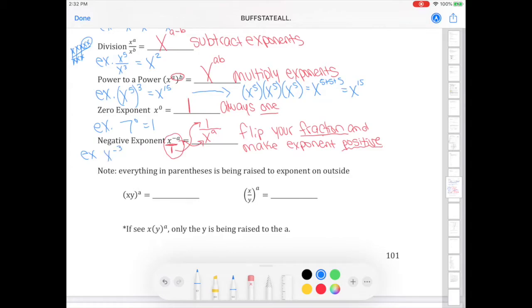So for an example, let's do x to the negative third. Technically, it's not a fraction, so I'm going to make it one by putting it over a 1, and then I flip them. So the 1 moves to the top, the x to the negative third moves to the bottom, but I make that 3 positive. So it's kind of nice that it's the same rule every time. When you see a negative exponent, that's the process you go through.